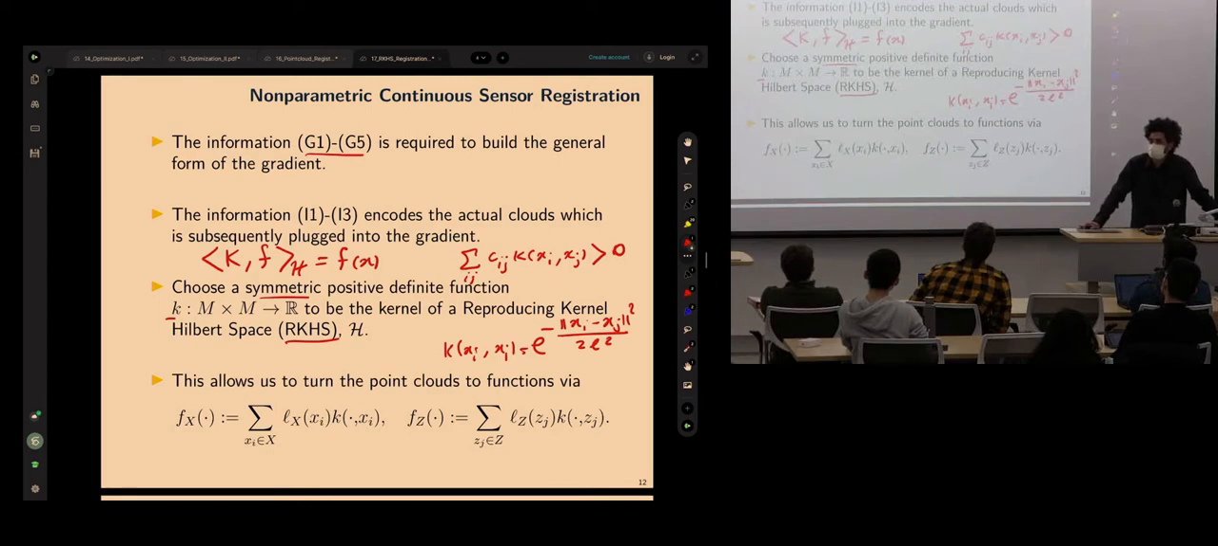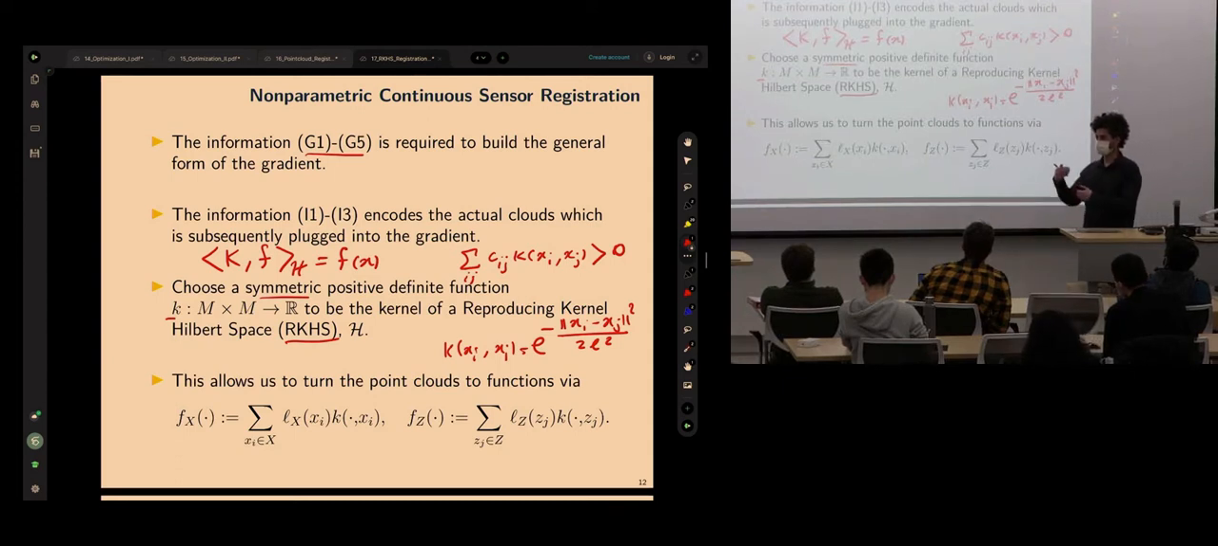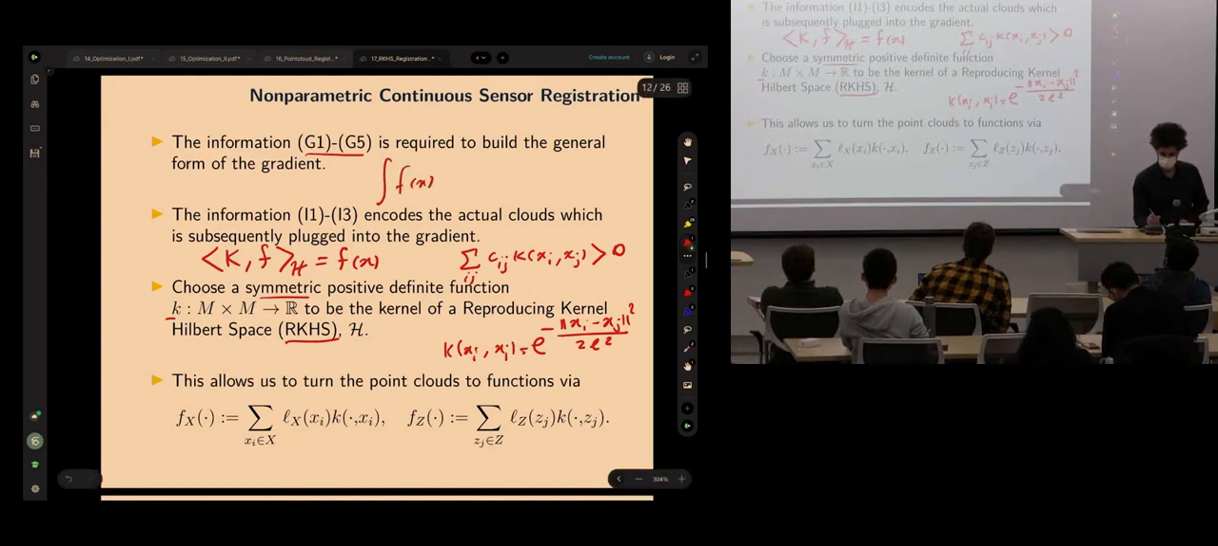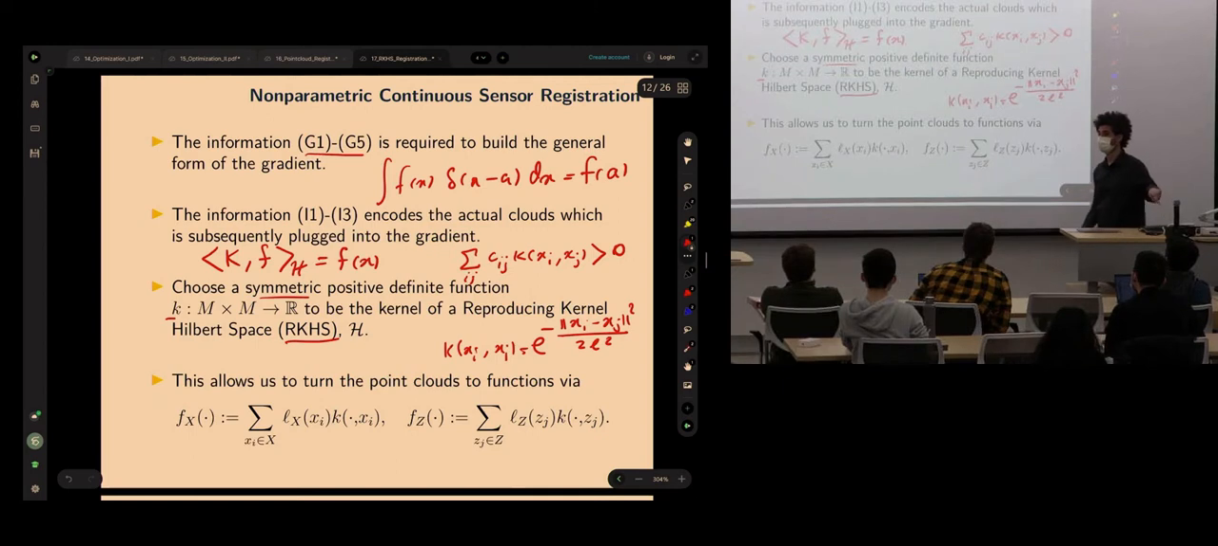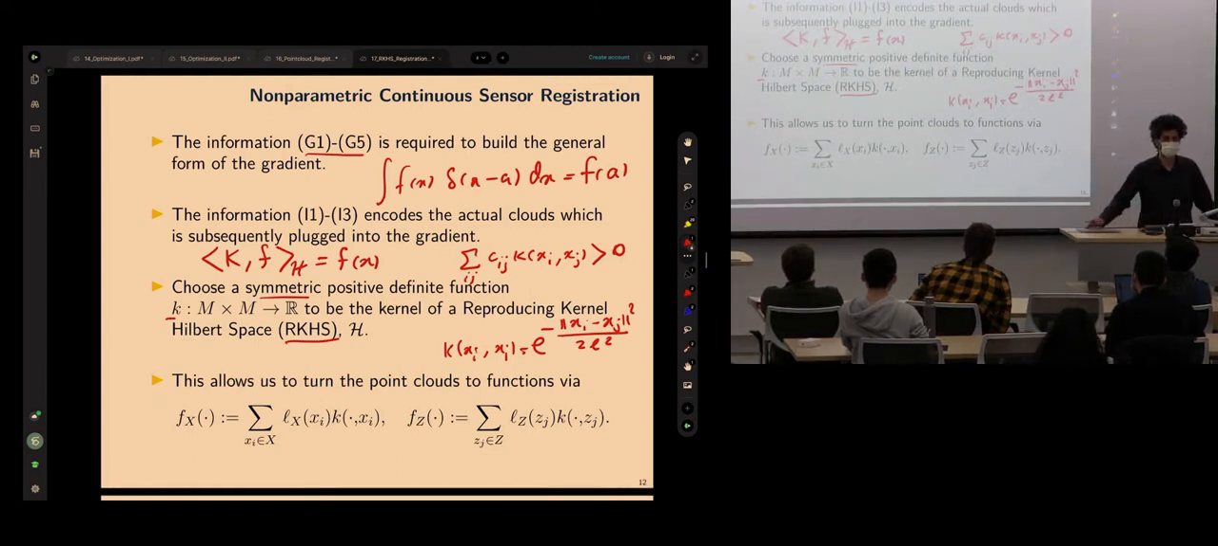A familiar example of evaluation functional is the delta function, right? The integral of delta function with any function will result in the point evaluation of your function. The integral of f of x, delta of x minus a, dx will give you f of a. So delta is evaluation functional, and in fact is a very special case of this RKHS. You could choose your kernel to be delta.